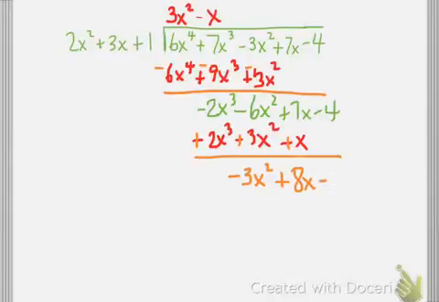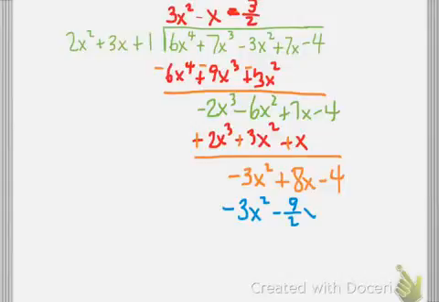Then I figure out what multiplies times 2x squared to give me negative 3x squared, and we find out that that is negative 3 over 2. Then we multiply negative 3 over 2 times everything in front again. Negative 3 over 2 times 2x squared is negative 3x squared. Negative 3 over 2 times 3x is negative 9 halves x, and then negative 3 halves times 1 is negative 3 halves. We switch the signs and then we add them together.